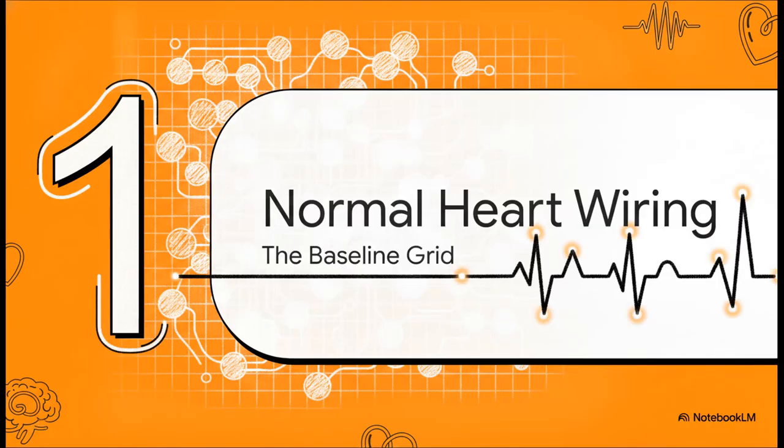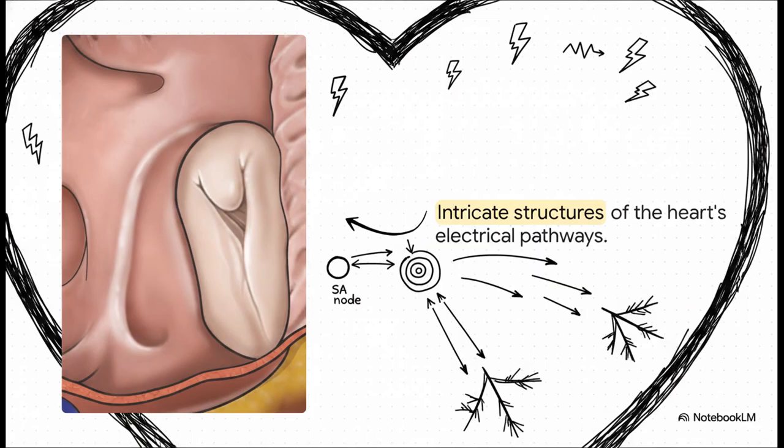Section 1, Normal Heart Electrical Wiring, the baseline grid. Now, to understand the glitches, we first have to understand this baseline grid. So, let's take a calm, steady look at how a normal resting heartbeat is generated. Every normal heartbeat kicks off in the sinoatrial, or SA node, which is up there in the right atrium. The SA node has this amazing property called automaticity. It basically acts as the heart's natural pacemaker, reliably firing off regular electrical impulses.